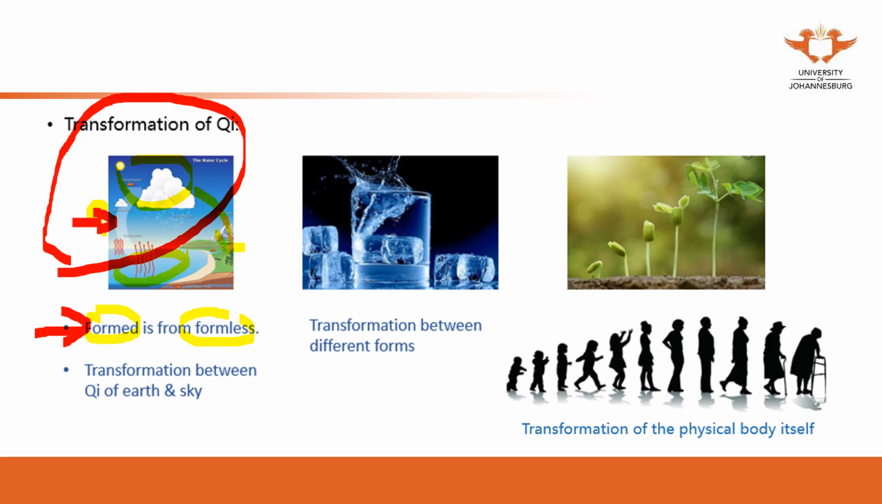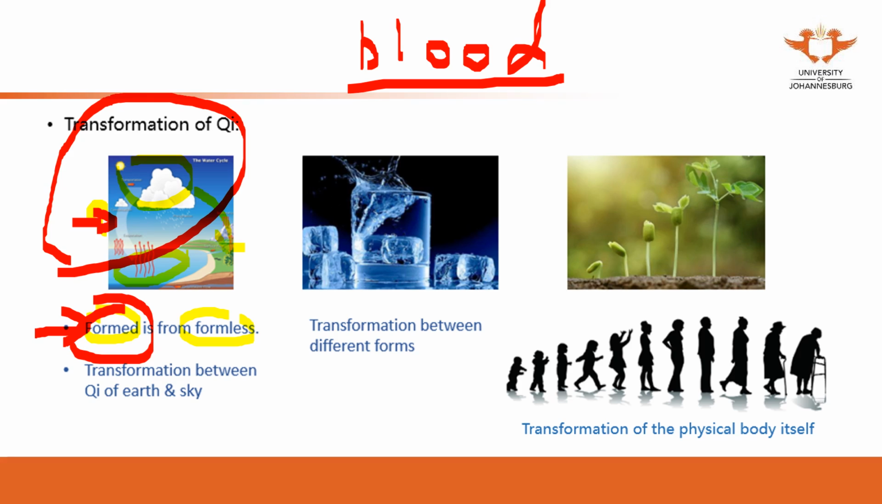For example, a patient suffers from fatigue and bleeding. Bleeding, the blood. Can we see the blood? Yes, we can see the blood, which means the blood is formed. The patient suffers from bleeding. How can we treat the bleeding? We need to stop the bleeding. However, because this patient suffers from bleeding, there's not enough blood in the body, so we need to tonify and nourish the blood.